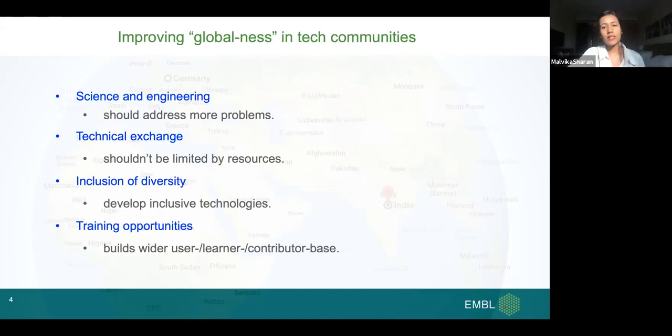So how can we actually think about improving this globalness? If we're thinking about science and engineering, we should try to address more than just one single problem. When we think about technical exchanges, we should think about how the resources are available for everyone. Can I reduce the requirement of expensive resources so it could be useful for more people? And when we're thinking about diversity, we can think about designing inclusive technology. For example, can we include certain features where it could be useful for people with disabilities? And we should think about improving training opportunities to build a wider user, learner, and contributor base.